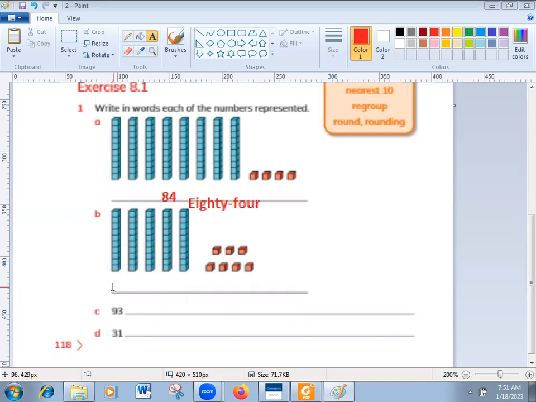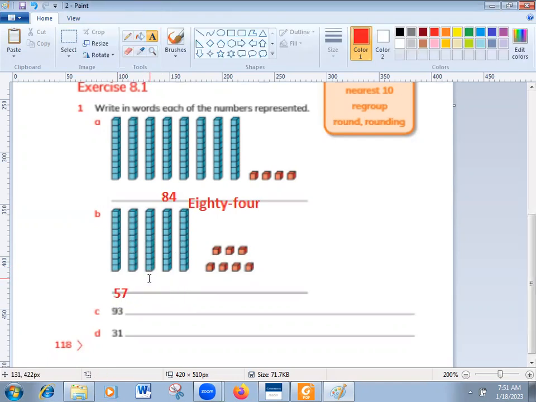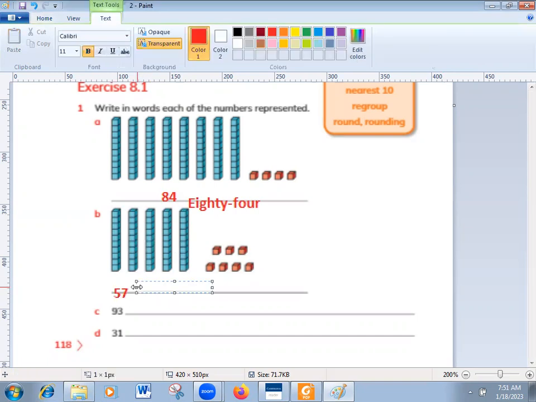So first, let's write it in numbers. 57. And then we are going to write it in words. 57.